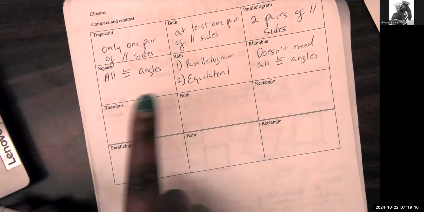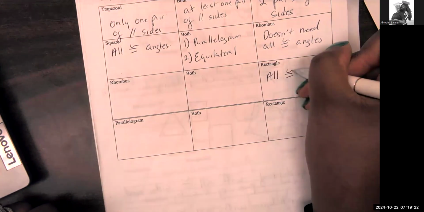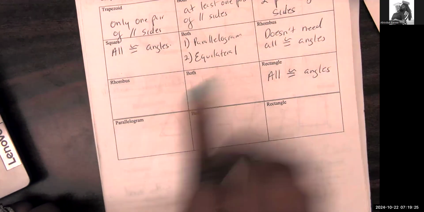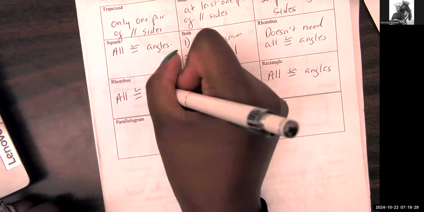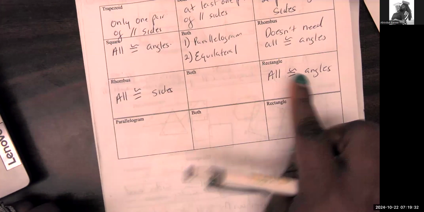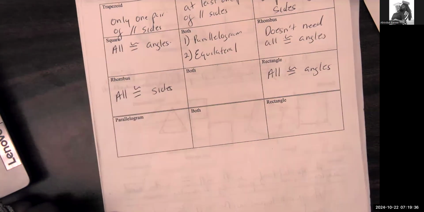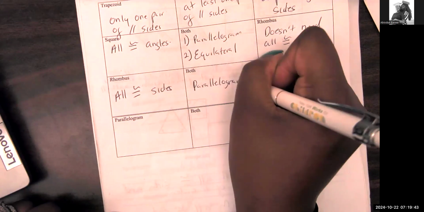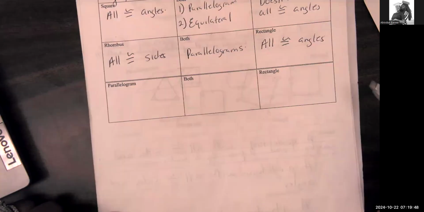Rhombus and a rectangle. Now we know the rectangle has all congruent angles. That means the rhombus is the one with all congruent sides. One of them has sides, one of them has angles. If you can't remember which is which, the rectangle is the one with the angles, leaving the rhombus as the one with the sides. And then what they have in common is that they are both parallelograms. They both have two pairs of parallel sides. If you say two pairs of parallel sides instead of calling them parallelograms, that's fine.